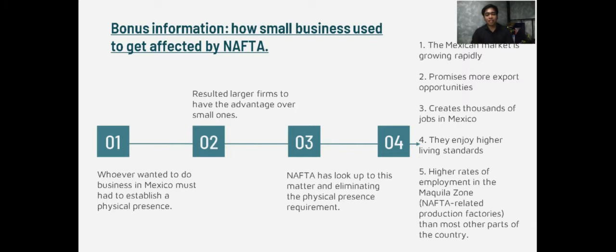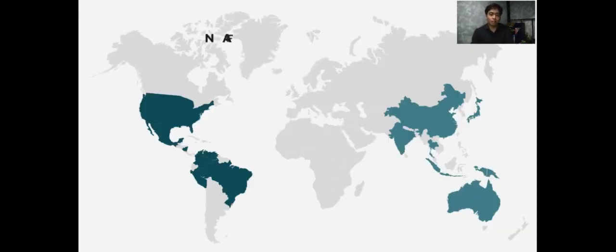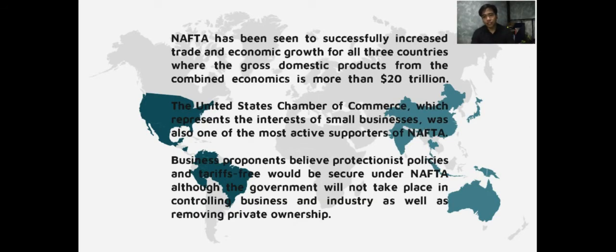They enjoy a higher standard of living and high employment rates in the Maquiladora zone, where NAFTA-related manufacturing plants are concentrated, compared to most other parts of the countries. So NAFTA has successfully increased trade and economic growth for all three countries, where the gross domestic product of the combined economies is more than $20 trillion.